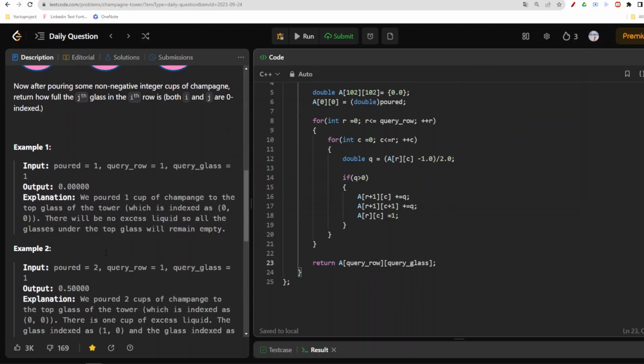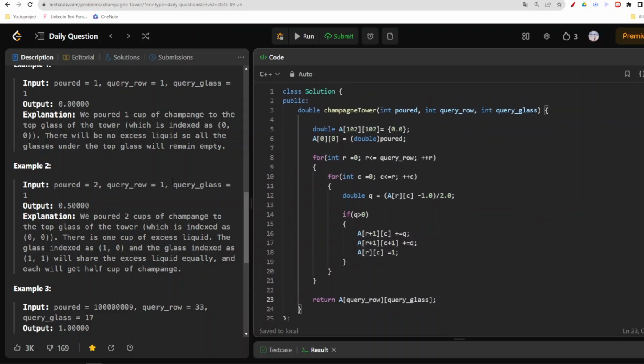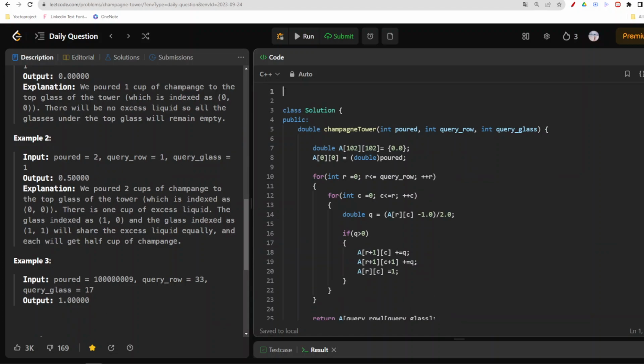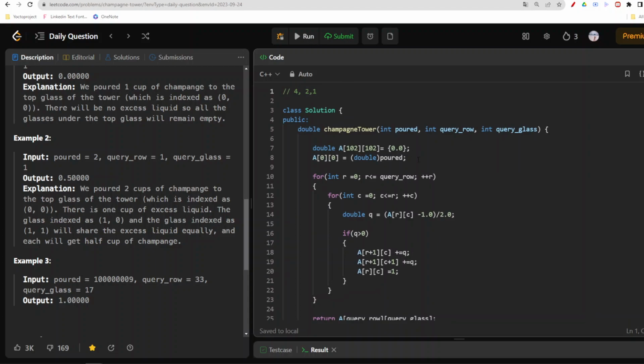So now let me show you the dry run for the same so that you get a better explanation. Let me show you from that fourth example only, the one which we have taken there. Four, and then 2 and 1. Basically 4 quantity is being poured. So now here at the starting the value would be 4, right? So when we enter this row, our query row is basically going up to 2.